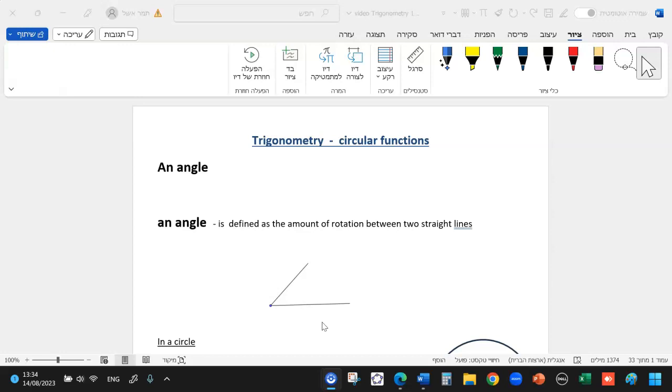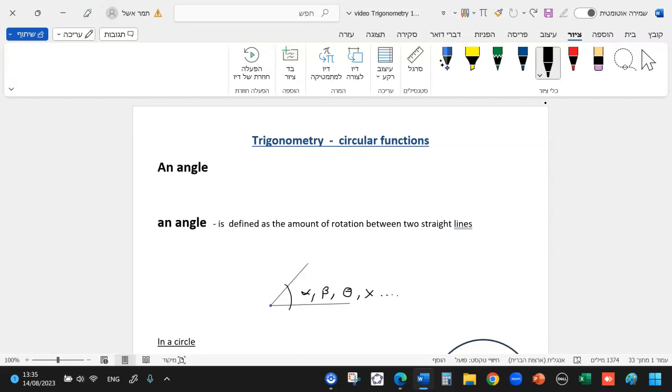Here's a definition of an angle as the amount of rotation between two straight lines. We'll use the letters alpha, beta, sometimes theta, x, and other letters to denote angles.